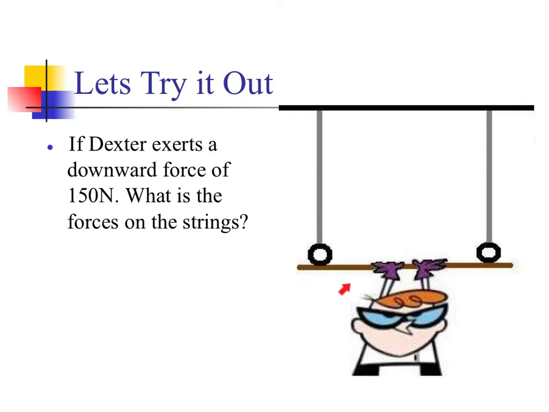Do we look at just this one? This one? Do we look at Dexter in itself? It might be best to look at Dexter and then, based off of Dexter's free body diagram, be able to determine what's happening to the strings in itself. So that's what we do.